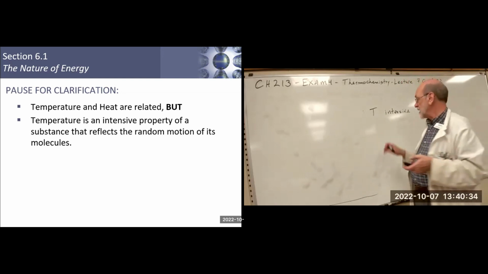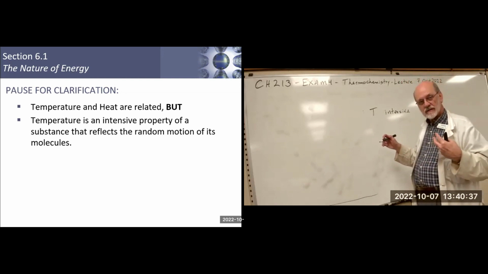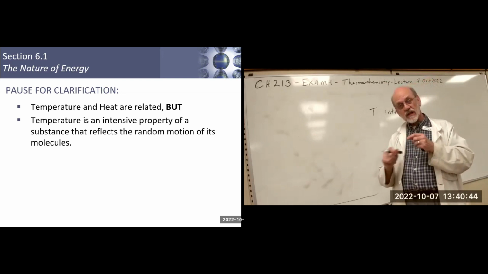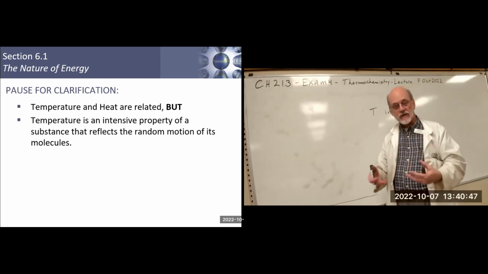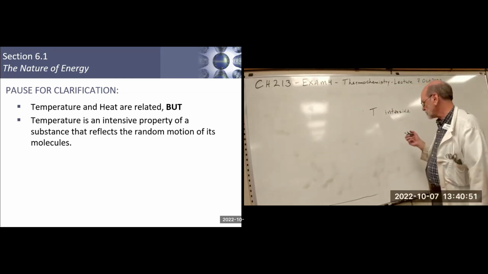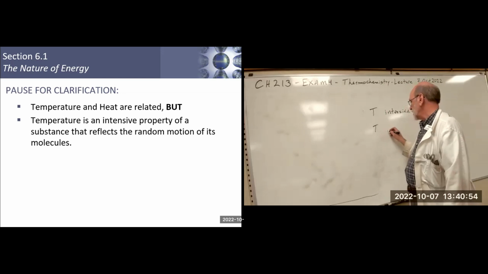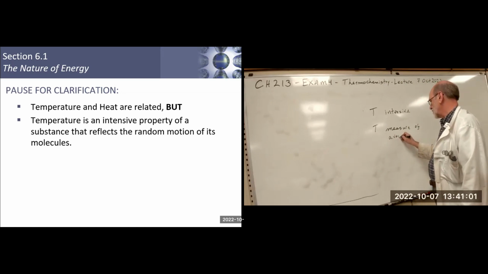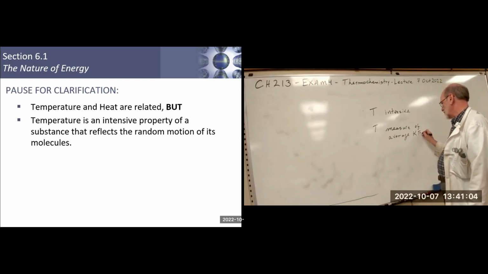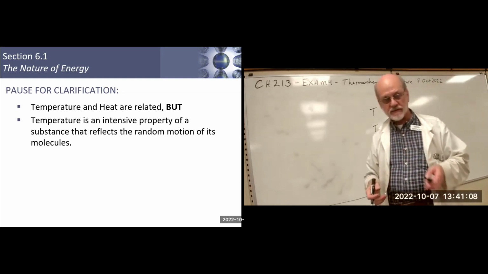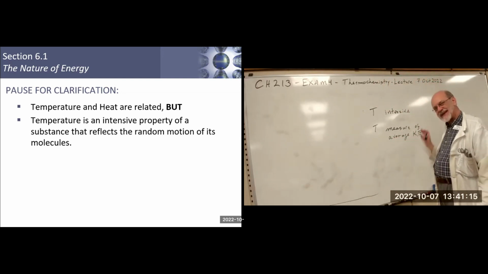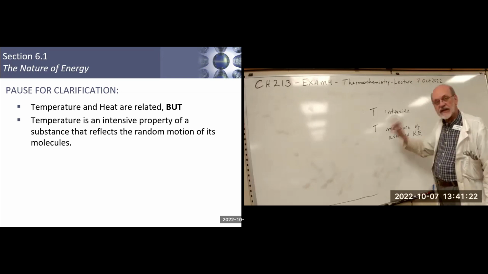The temperature, though, is a way of measuring the random motion of the molecules. In other words, the more energetic the molecules, the faster they're moving, the higher the temperature. So temperature is a measure of average kinetic energy of all the molecules in the substance. The temperature doesn't tell us what the kinetic energy is. It's just a way of getting at the average kinetic energy. We're saying that if the kinetic energy increases in the substance, the temperature will also increase.